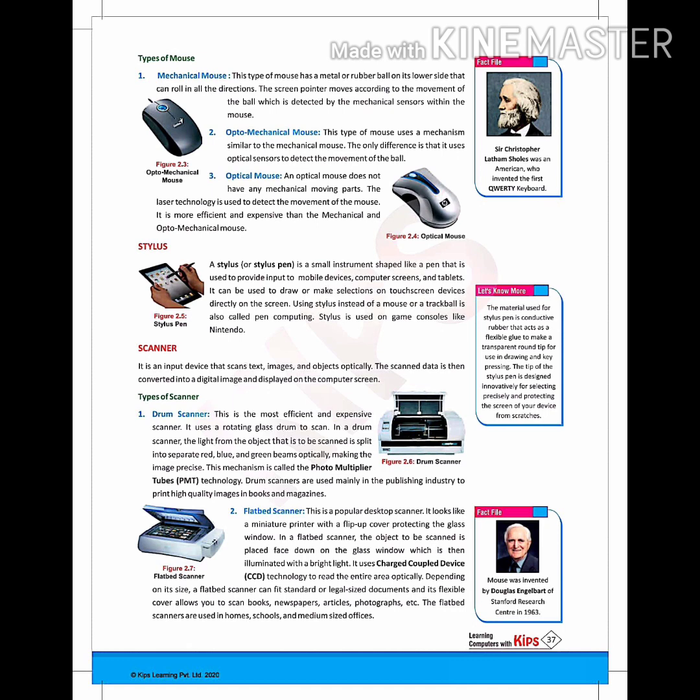Types of mouse: there are three types of mouse: mechanical mouse, optomechanical mouse, and optical mouse. Mechanical mouse is a type of mouse that has a metal or rubber ball on its lower side that can roll in all directions. Optomechanical mouse uses a mechanism similar to the mechanical mouse. The only difference is that it uses optical sensors to detect the movement of the ball. Whereas optical mouse does not have any mechanical moving parts. Laser technology is used to detect the movement of the mouse. It is more efficient and expensive than the mechanical and optomechanical mouse.